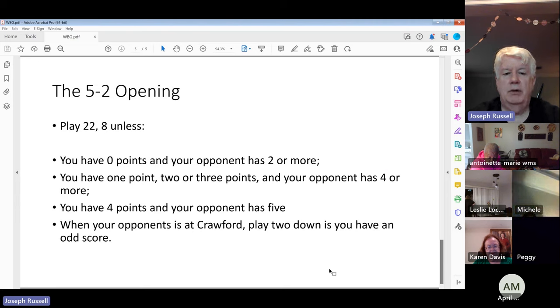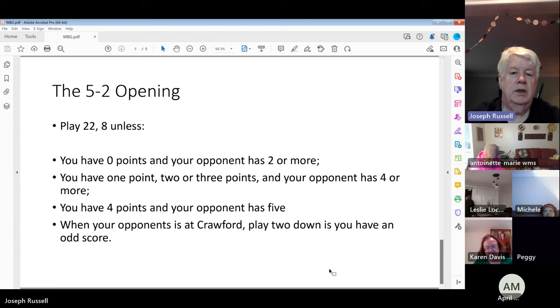If you have 0 points and your opponent has two or more, so in a 7-point match, if you have zero and they have two, three, four, five, six, then you would play two down because you need to try to catch up more quickly. You need a gammon. If you have one, two, or 3 points and your opponent has four or more, then you bring two down. If you have 4 points and your opponent has five, then you bring two down. And when your opponent is at Crawford, always play two down.